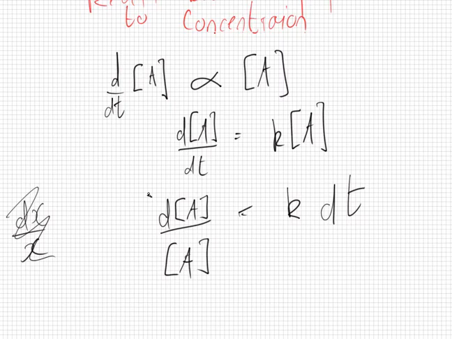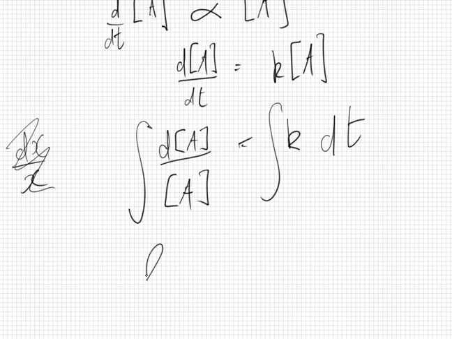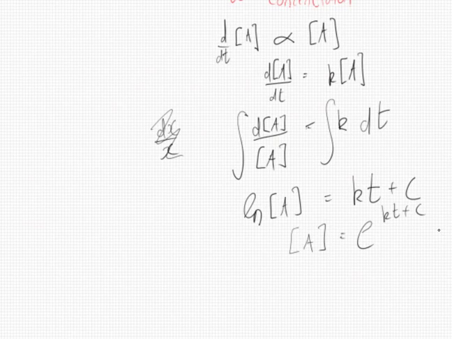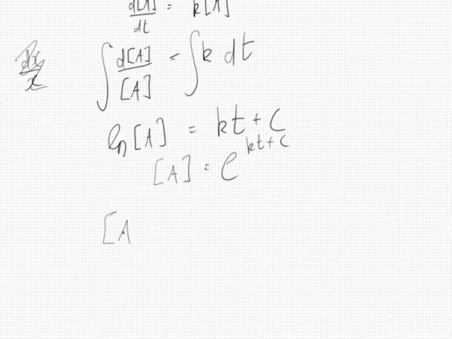Yes? So integrate and integrate. What do I get on the left? Log A. And what do I get on the right? Kt plus C. I use my e on both sides and I get A equals e to the power kt plus C, which I can happily rewrite as A equals a constant, and maybe not to confuse it with this A, I'll give it a different name. I'll call it constant B, e to the power kt.